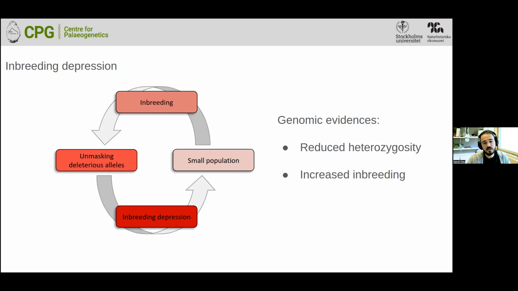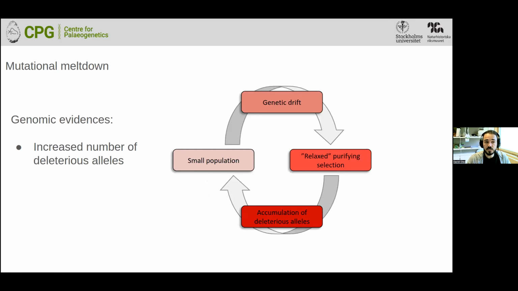The other side of the extinction vortex will be the mutational meltdown side, in which a small population is subjected to a strong genetic drift just because of the size of the population, which means that the purifying selection is relaxed. So natural selection cannot get rid of the very deleterious mutations, because the genetic drift is so strong that it overcomes the strength of the selection. So this leads to an accumulation of deleterious alleles or deleterious mutations that are actually reducing the fitness of the population, and so the population goes again into this cycle of being smaller.